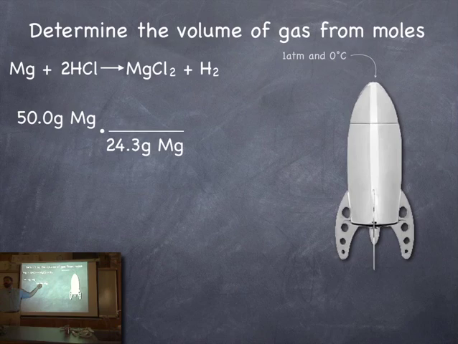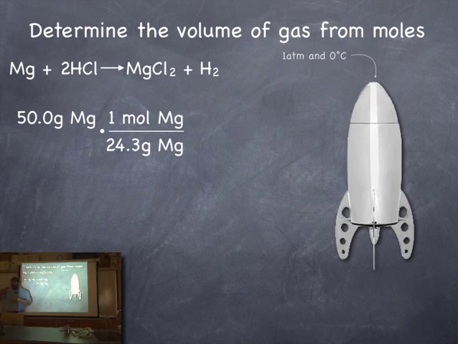Where did I get this number? The periodic table of elements, right? That's how we convert. This is the grams to moles. That mass, the value from the periodic table, gives you the number of grams in 1 mole. So I now have moles of magnesium.